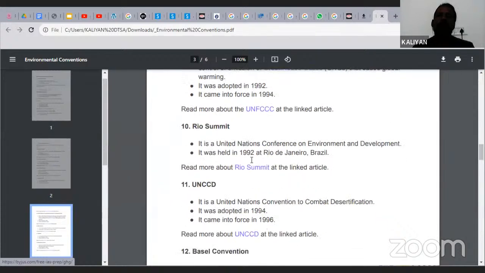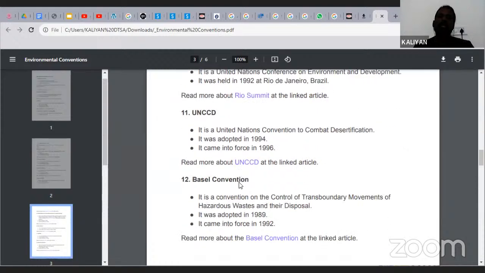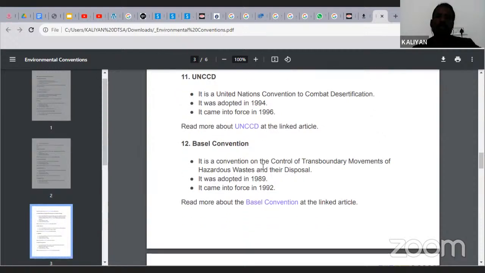And the Rio Summit is the United Nations Conference on Environment and Development. It was held in 1992 in Rio de Janeiro in Brazil. And UNCCD is the United Nations Convention to Combat Desertification. It was adopted in 1994 and came into force in 1996. And the Basel Convention is a convention on control of transboundary movement of hazardous waste and their disposal. It was adopted in 1989.